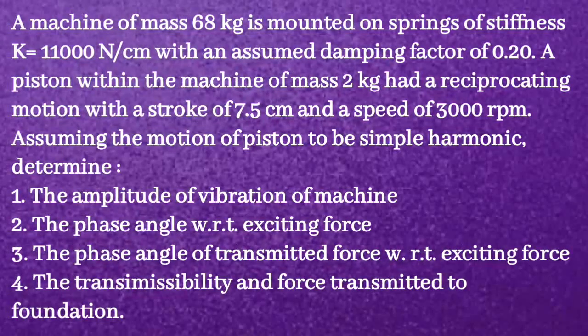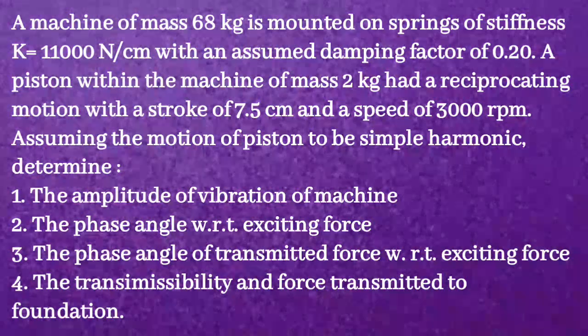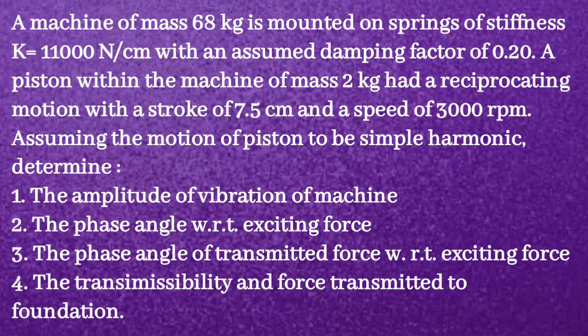Given question: a machine of mass 68 kg is mounted on springs of stiffness K = 11,000 Newton per centimeter with an assumed damping factor of 0.20. A piston within the machine of mass 2 kg has a reciprocating motion with a stroke of 7.5 cm and a speed of 3000 rpm.